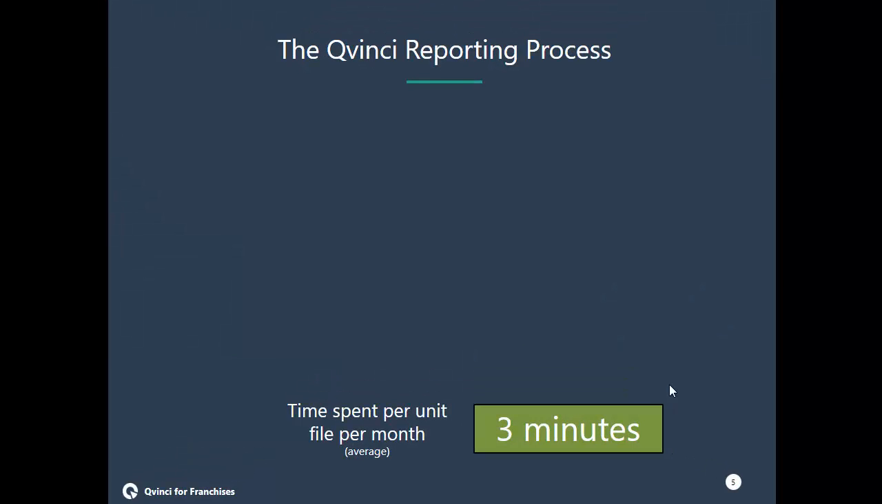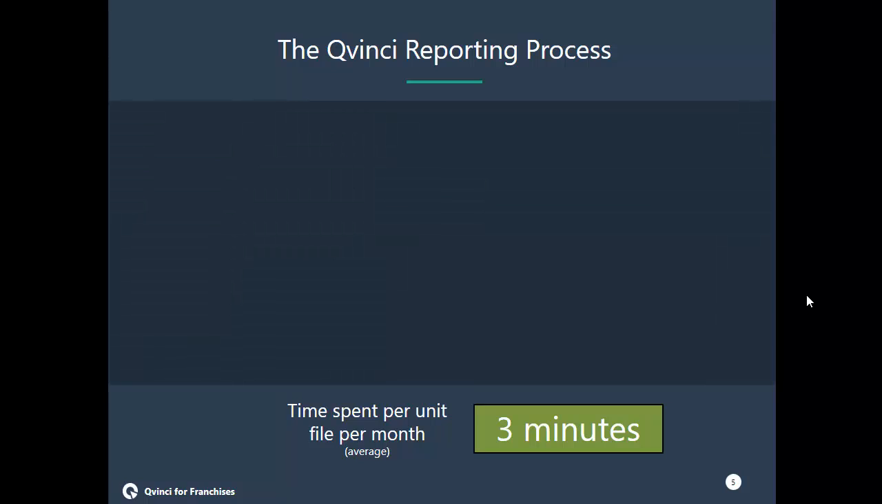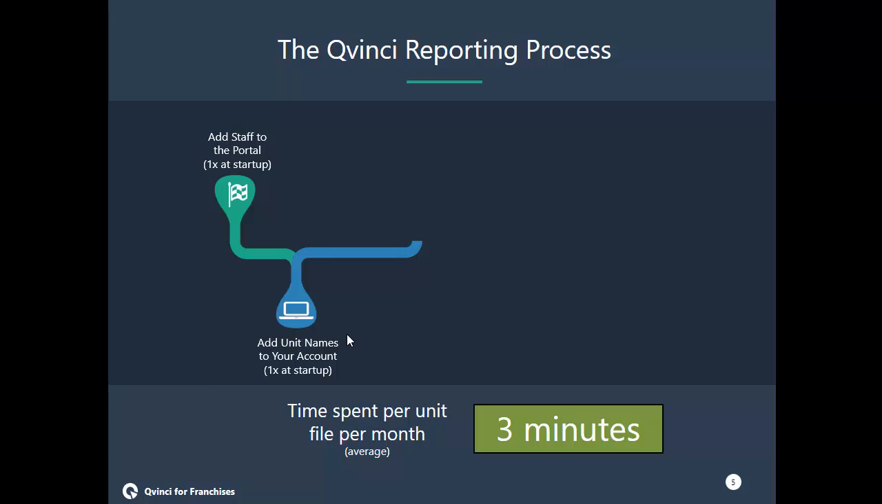So the Qvinci reporting process looks like this. You'll take a Qvinci account and you'll add your staff to the portal. It's one time at startup. After that, you'll add your unit names, your franchisees, locations, whatever you call them. You'll upload them with an Excel document one time. This takes a matter of minutes.